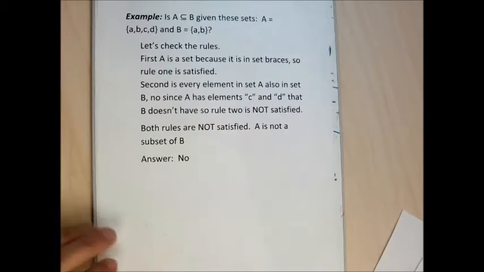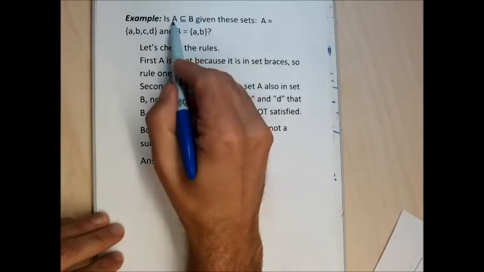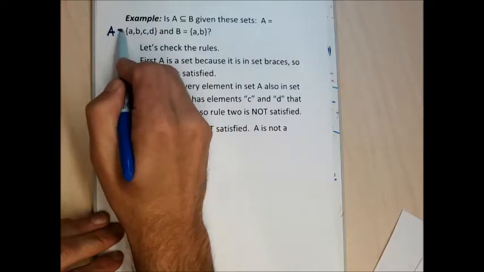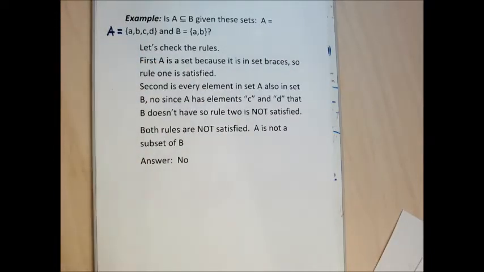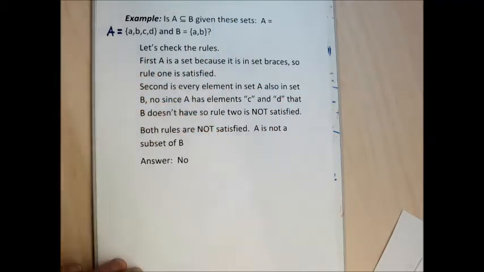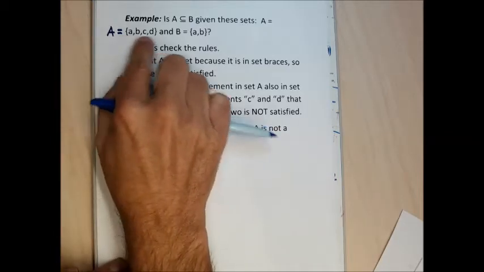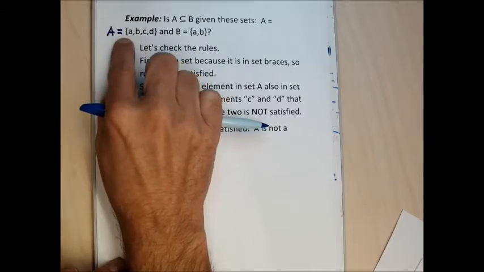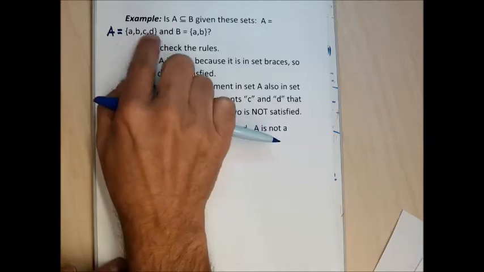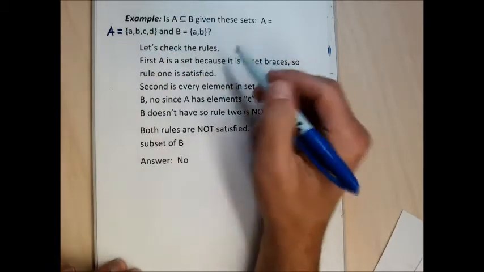So on this page, I do an example, and it says, is A a subset of B? Given A equals the set A, B, C, and D, and B is the set A and B. So we just need to check the rules. One of the first rules is A has to be a set, and the bar for being a set is really low. Essentially, any collection of objects can be a set just as long as we call it a set, and A is a set because it's a collection of these four letters and it's in set braces. So A is a set.